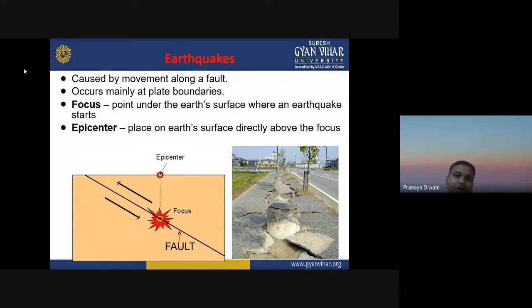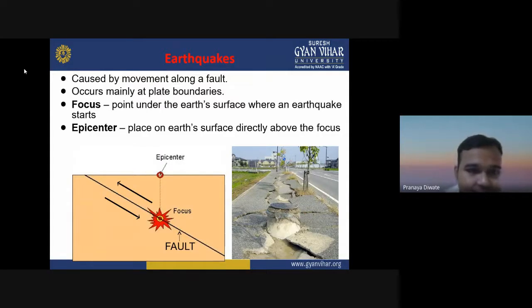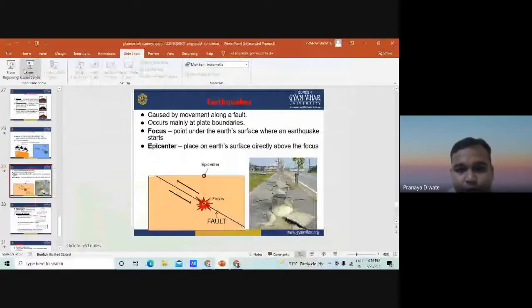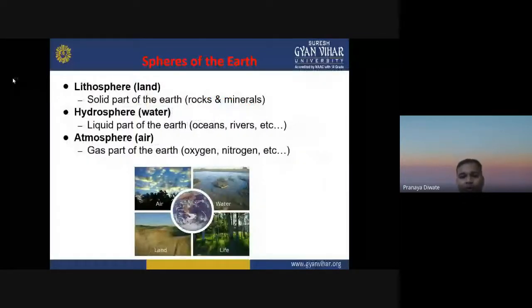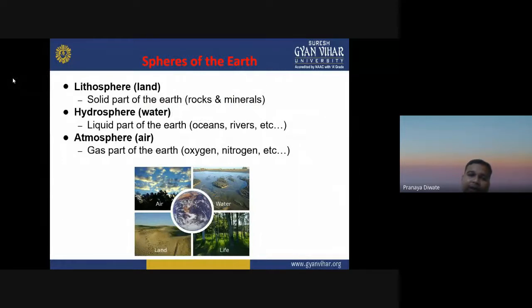It occurs mainly at the plate boundaries. So we have different spheres: lithosphere, hydrosphere, and atmosphere. The lithosphere is the solid part of the earth. The hydrosphere is the liquid part of the earth, and the atmosphere is the gas part that you can see above the earth.